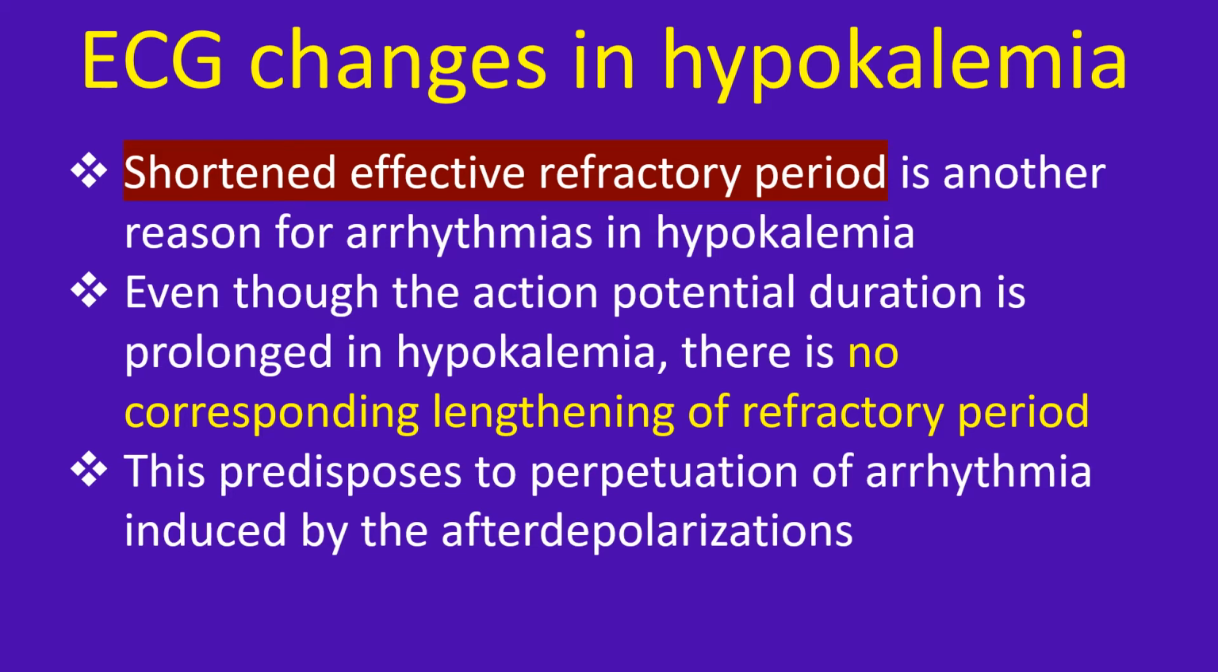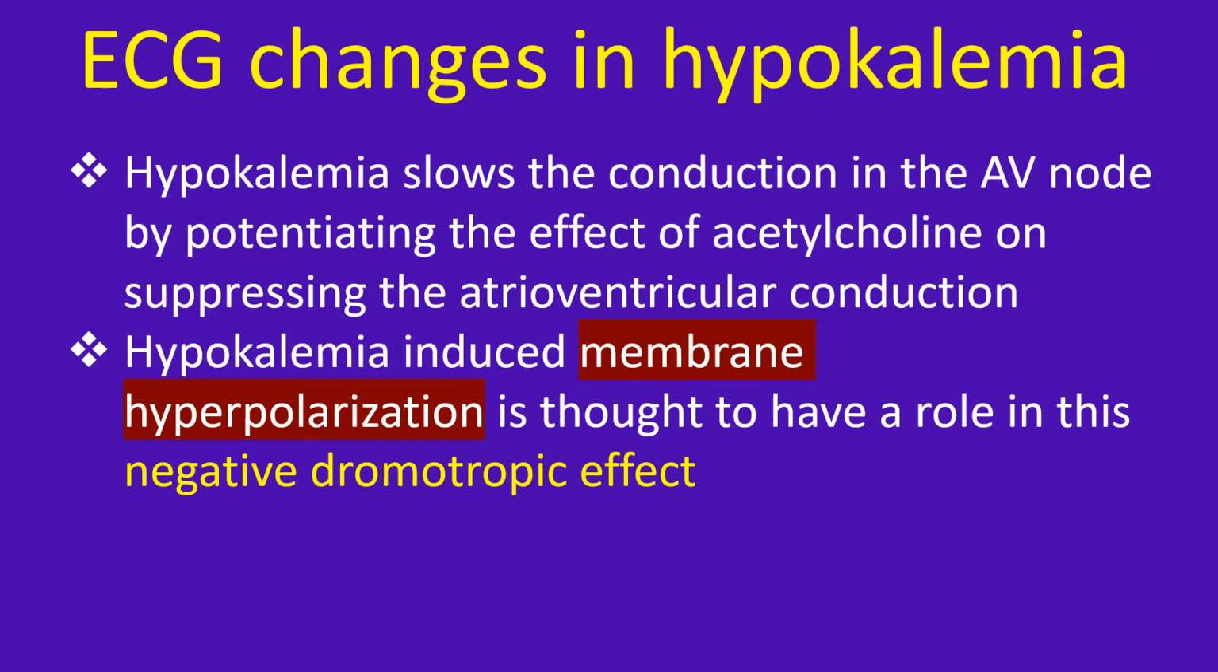Even though the action potential duration is prolonged in hypokalemia, there is no corresponding lengthening of refractory period. This predisposes to perpetuation of arrhythmia induced by the after depolarizations. Hypokalemia slows the conduction in the AV node by potentiating the effect of acetylcholine on suppressing the atrioventricular conduction. Hypokalemia-induced membrane hyperpolarization is thought to have a role in this negative dromotropic effect.